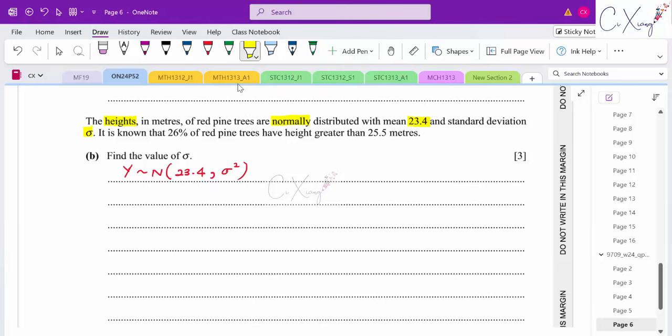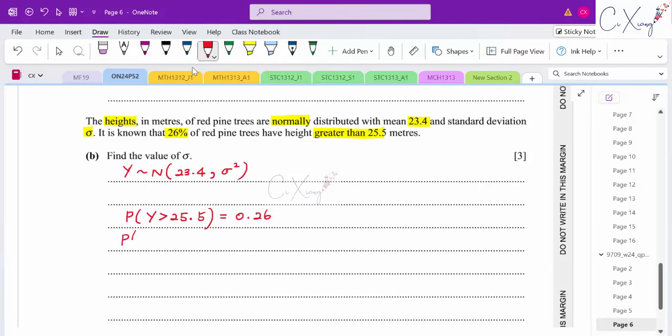So they give us some information here, so I believe they want us to find the sigma, right? It is known that 26% of the red pine trees have height greater than 25.5. So find the value of sigma. Okay, same thing happened here. They already give you one piece of information. So the probability of Y greater than 25.5 equals 0.26.